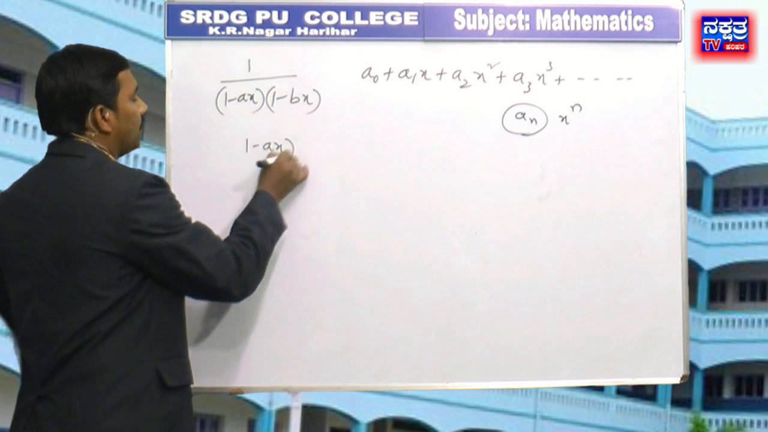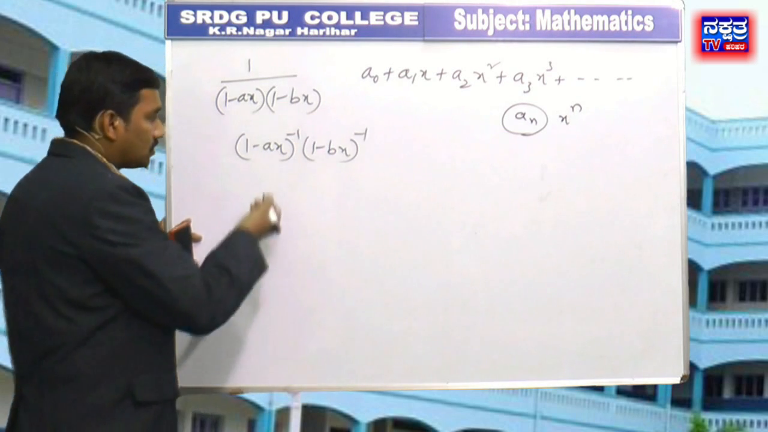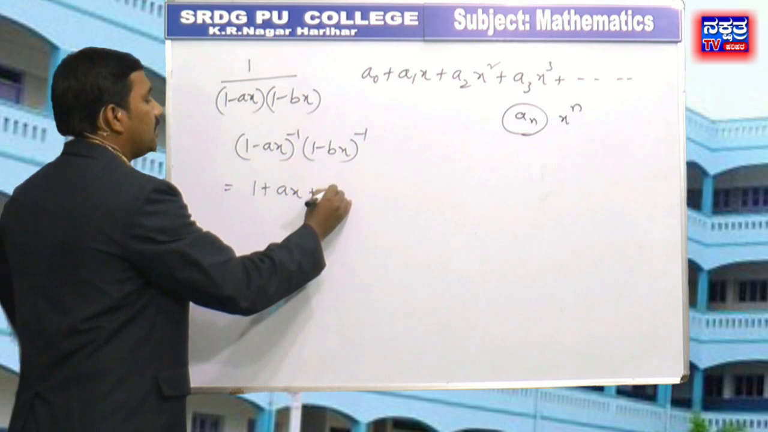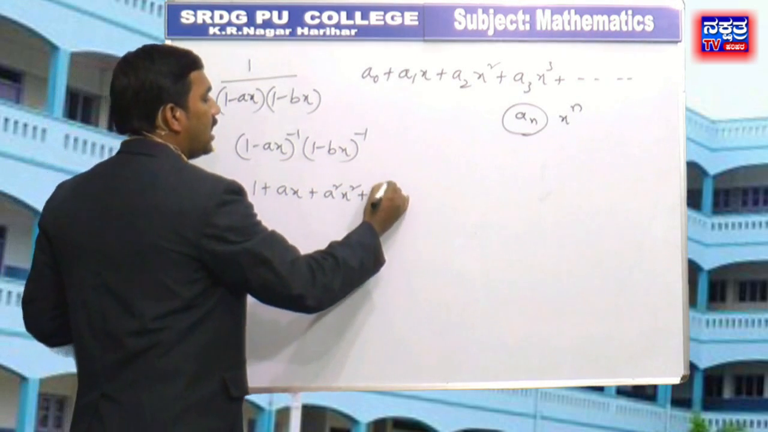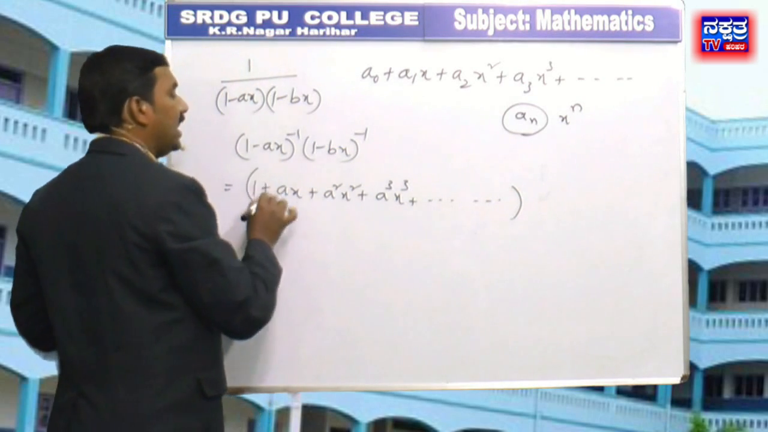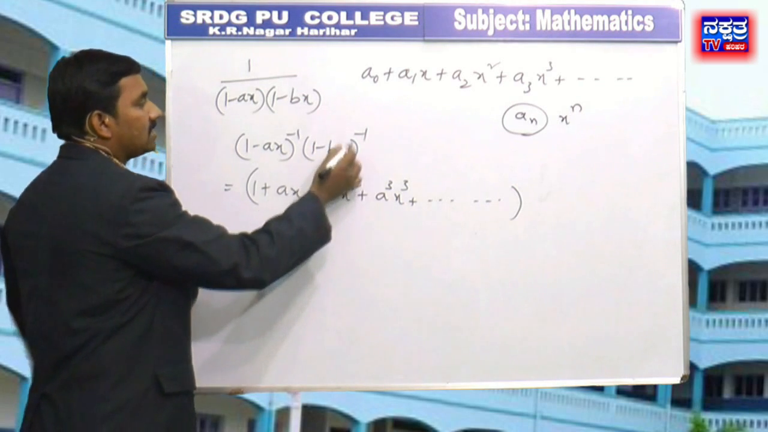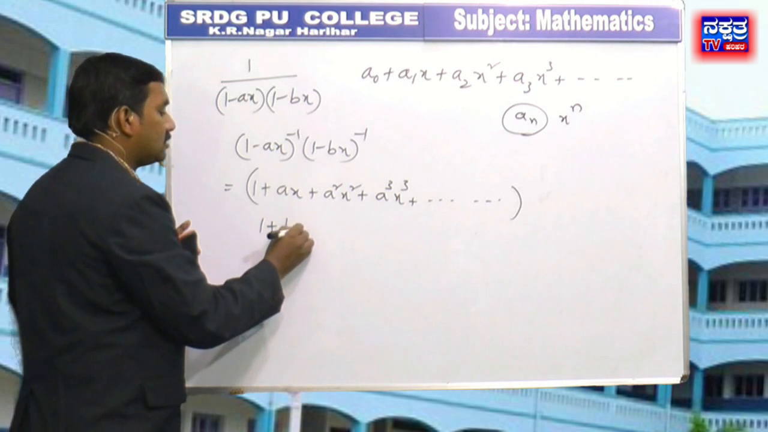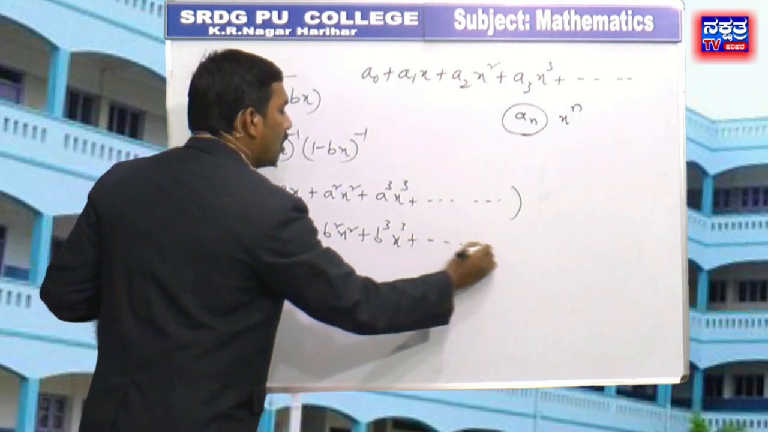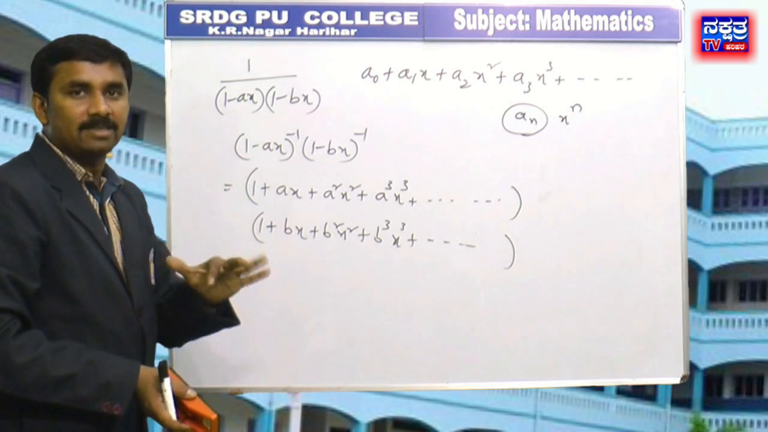(1 minus ax) power minus 1 into (1 minus bx) power minus 1. The expansion of this one is 1 plus ax plus a square x square plus a cube x cube plus so on up to infinity, because it is a negative index, so it will go up to infinity. Next, (1 minus bx) whole power minus 1 will become 1 plus bx plus b square x square plus b cube x cube plus so on up to infinity. In this we have to find the coefficient of x power n.